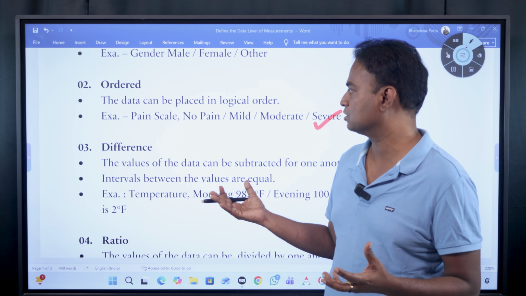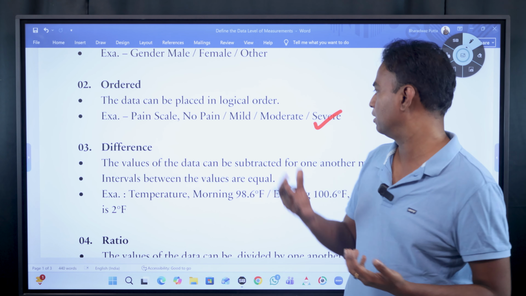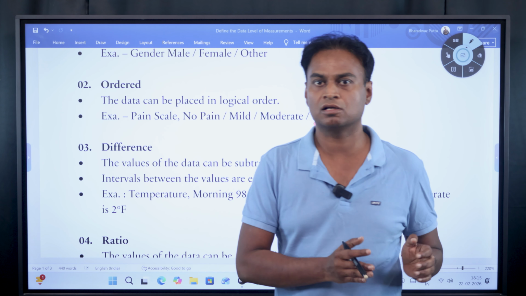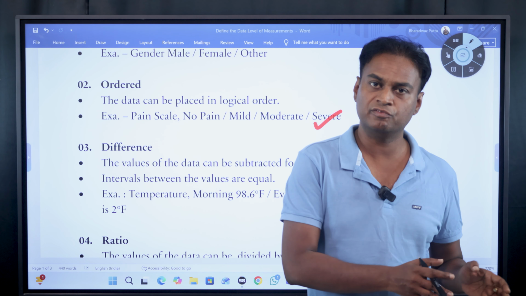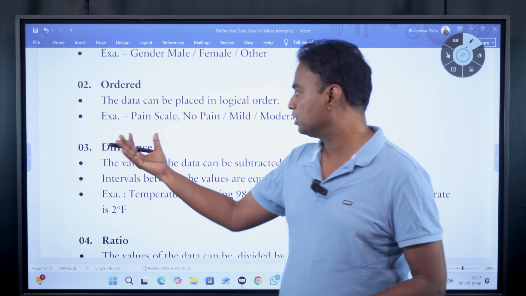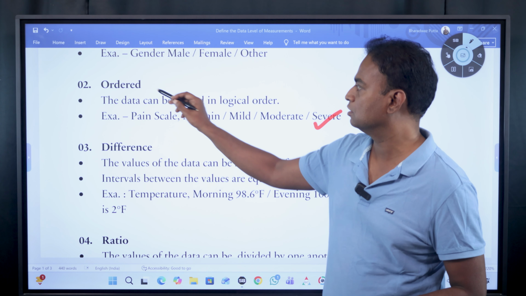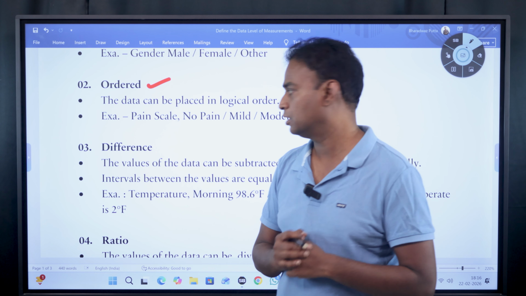If you have patients who are saying, I have no pain, I have mild pain, I have moderate pain, I have severe pain, you can make them in ascending order from no pain to severe pain, or descending order from severe pain to no pain. So here you can put the data in order. Such a property of data is known as ordered property. Okay, this is the second characteristic of data.